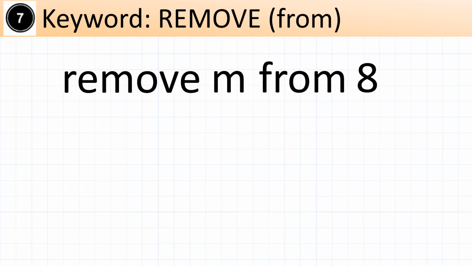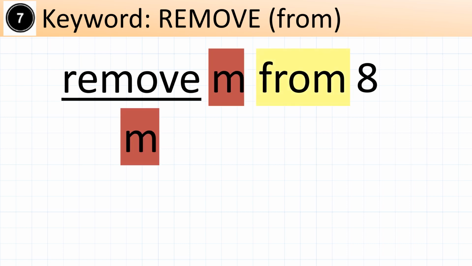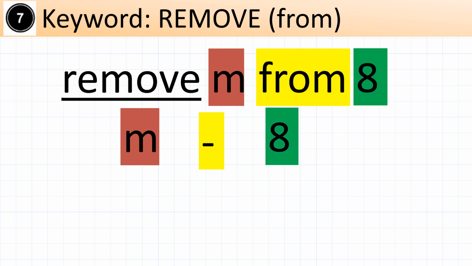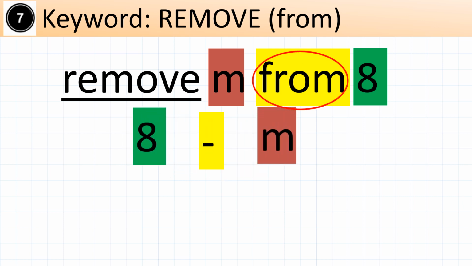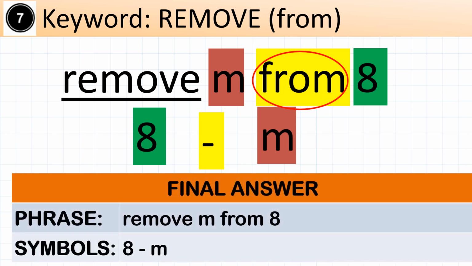Another keyword is remove. Remove from in a mathematical phrase. For example, remove m from 8. How do we translate this in symbols? So remove indicates subtraction. We're going to remove m from 8. So we copy m, and then from, this will be minus, and then 8. Since we remove m from 8, we exchange 8 and m in their positions. Remove m from 8 is translated to 8 minus m. And that is our final answer.